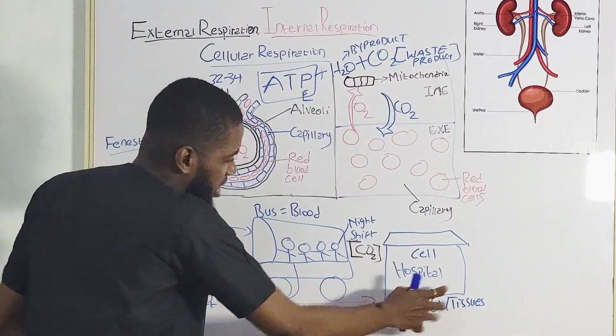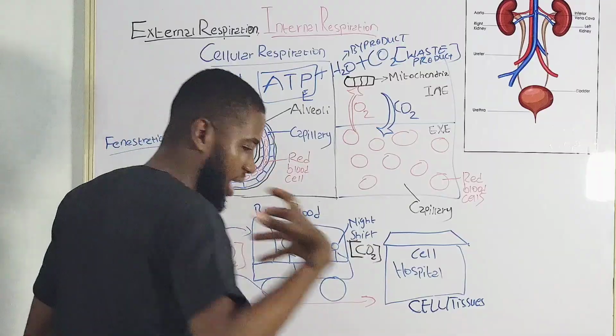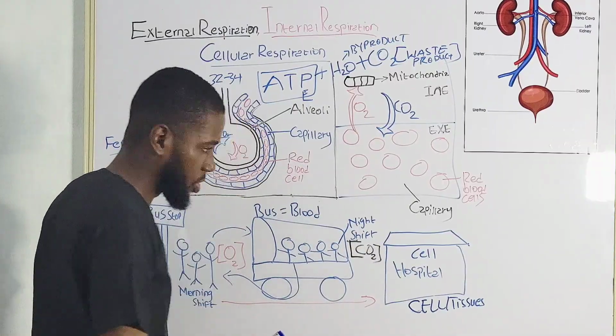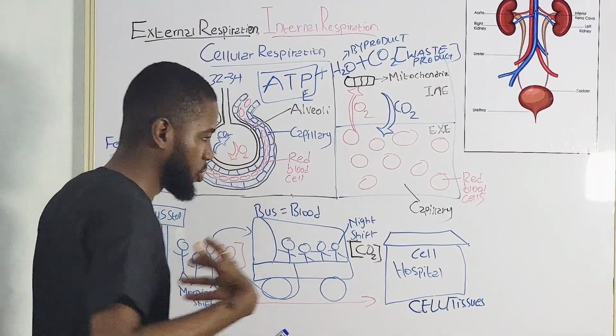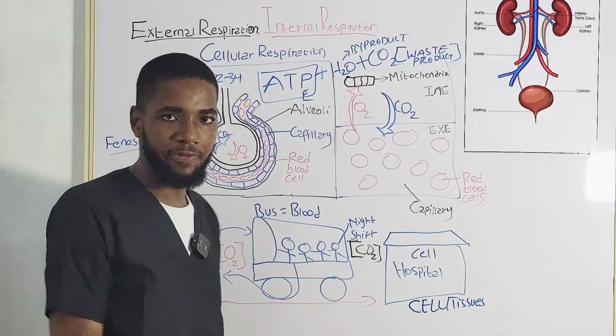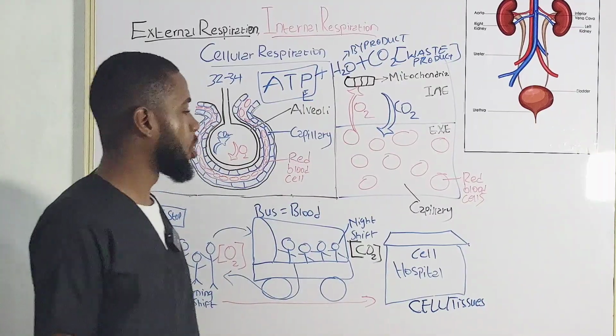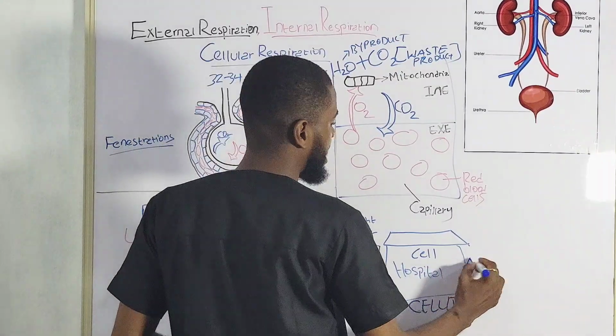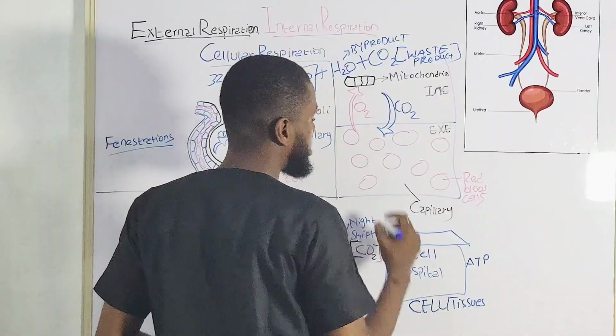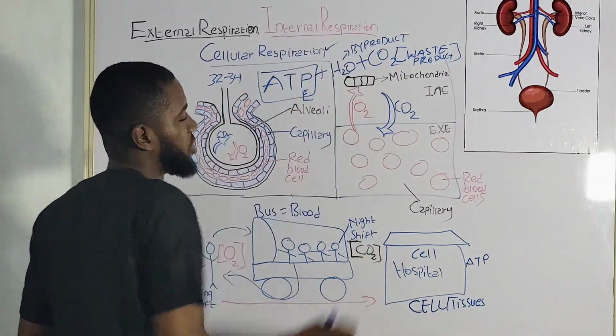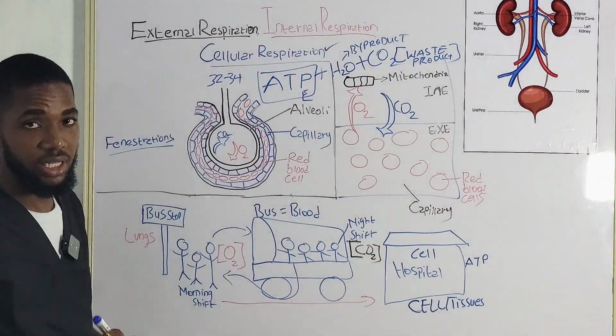Now, that energy you are expending, that you are using to carry out your shift for the day, is what we call ATP, and that is mainly where you will get the cellular respiration. You see the difference now?